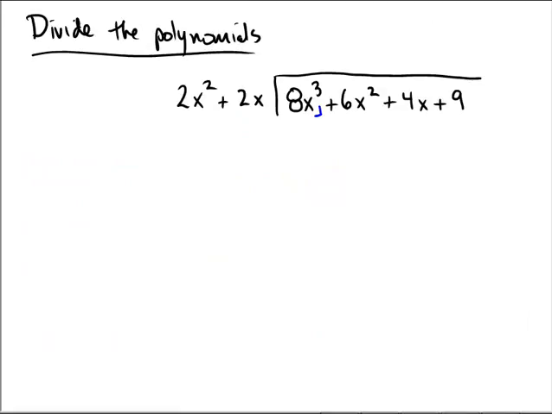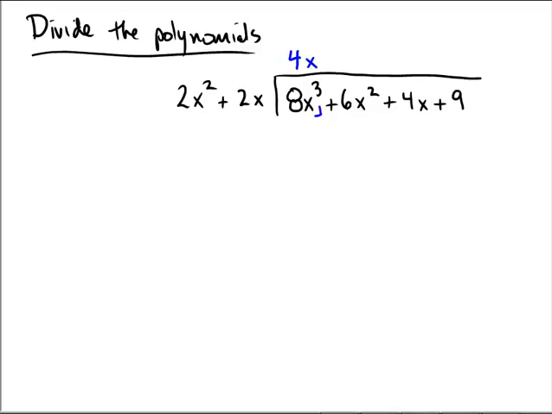How many times do I multiply 2x squared, or what can I multiply 2x squared by to yield 8x cubed? Well, 2 times something has to equal 8, so I'm going to put the number 4 in there for sure. And then for x squared to equal x cubed, I'm going to need an x. So I'm going to choose to multiply by 4x.